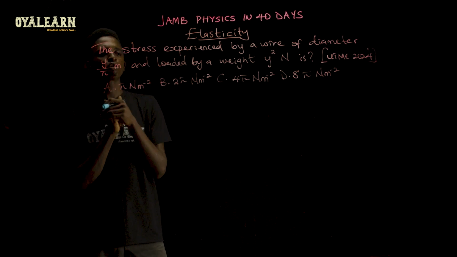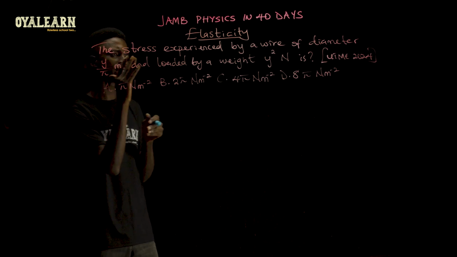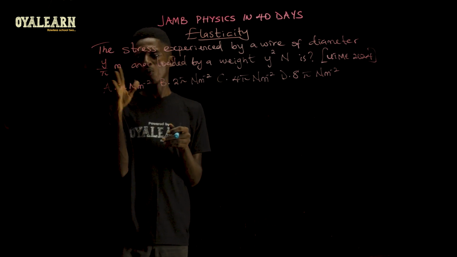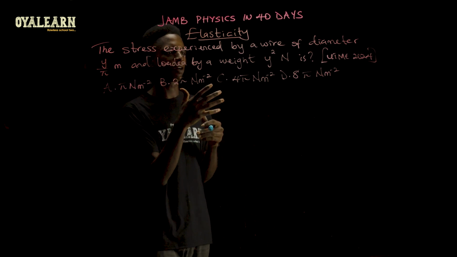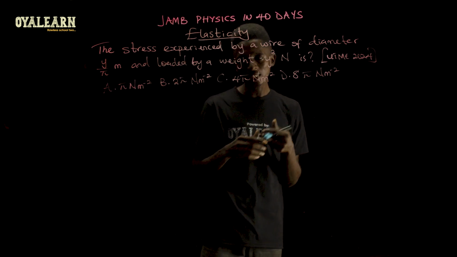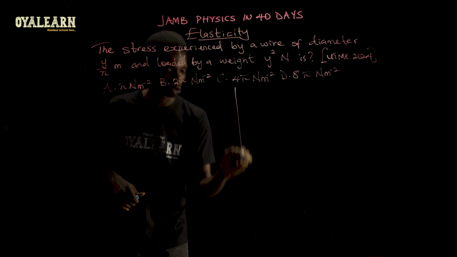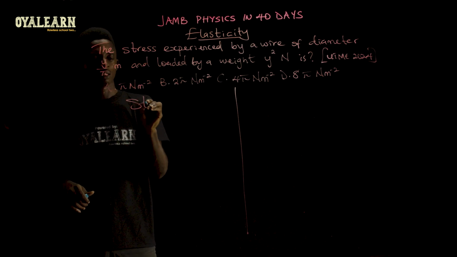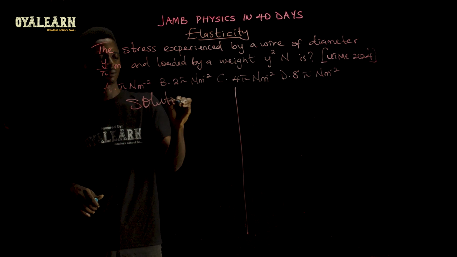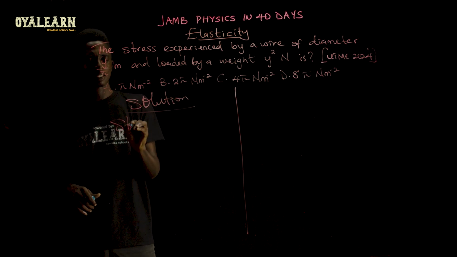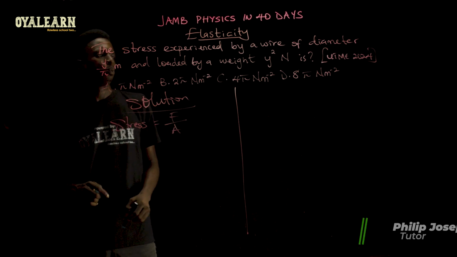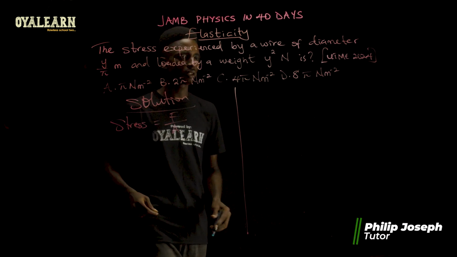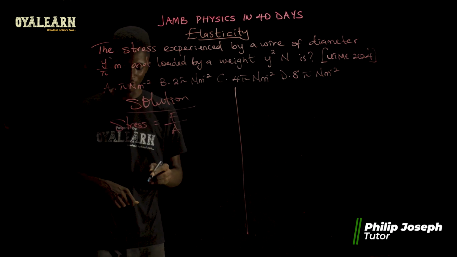Now, to solve this problem, we are told that the stress experienced by a wire of diameter y/pi in meters and loaded by a weight of y squared in newtons is, so we are to find stress, right? Solution. Stress is given by force over area. We already have the force here as y squared in newtons, so we need to find the area.